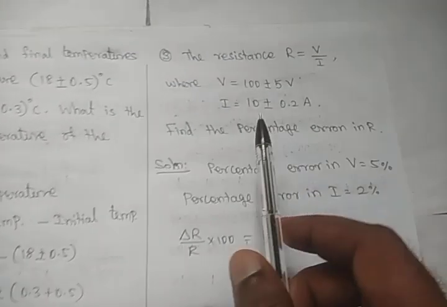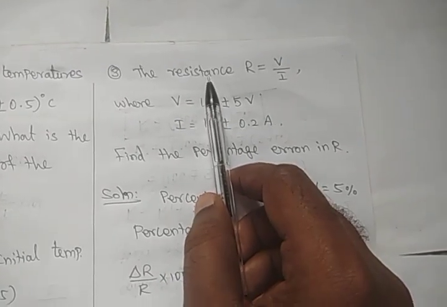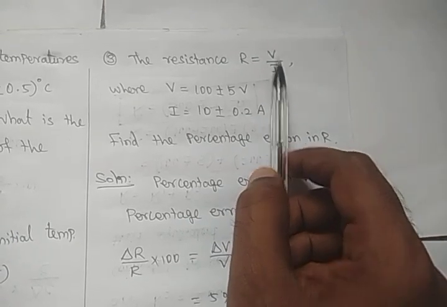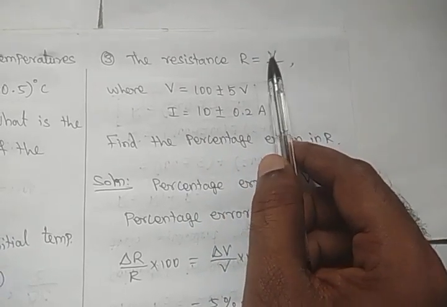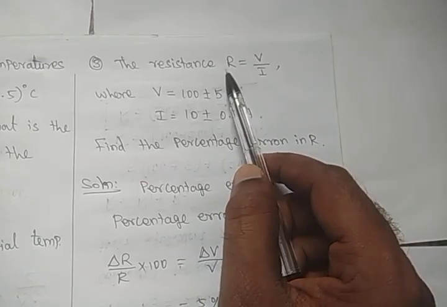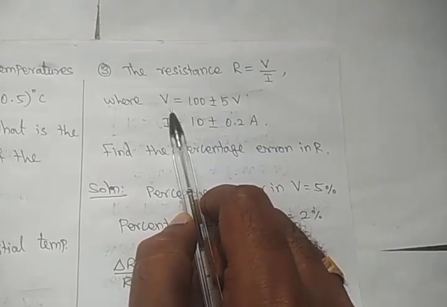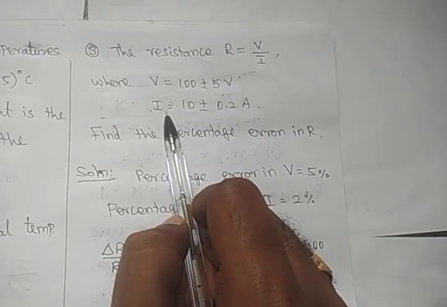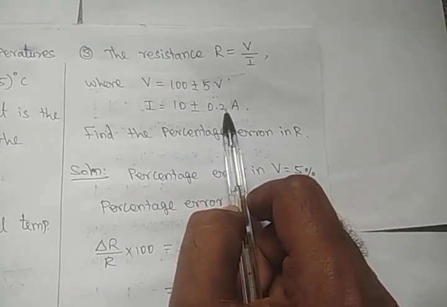Now we see another problem. We know that the resistance R is equal to V by I. That is, V is equal to IR, Ohm's law. So R is equal to V by I. V is the potential difference, I is the current and R is the resistance. The potential difference is given as 100 plus or minus 5 volt and the current is given as 10 plus or minus 0.2 ampere.